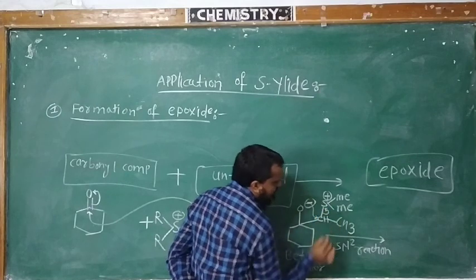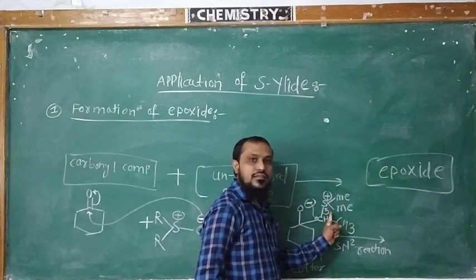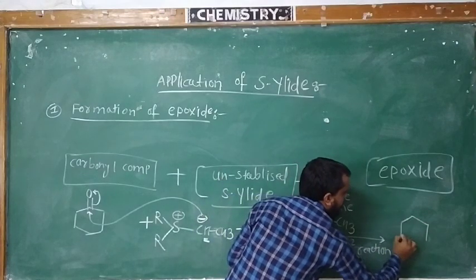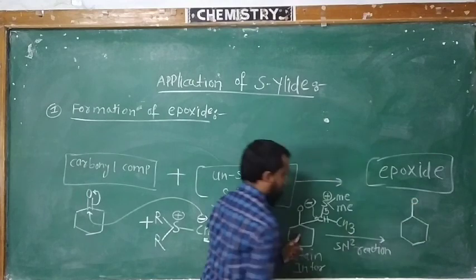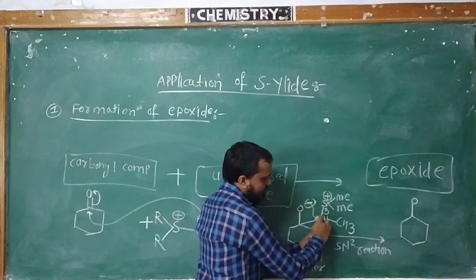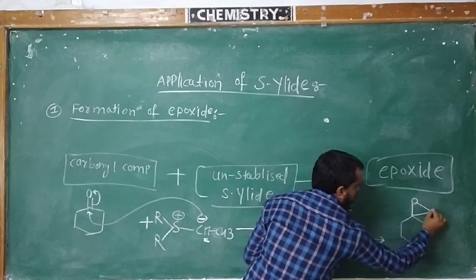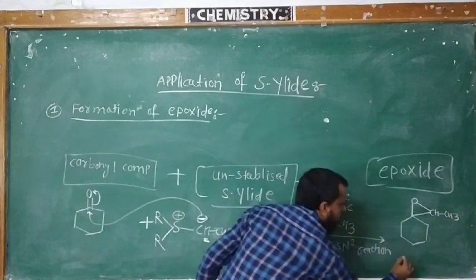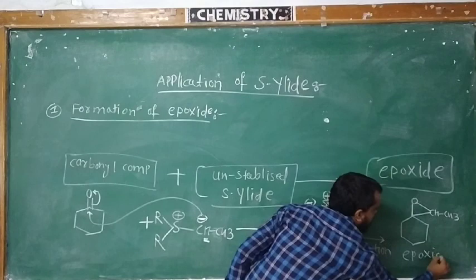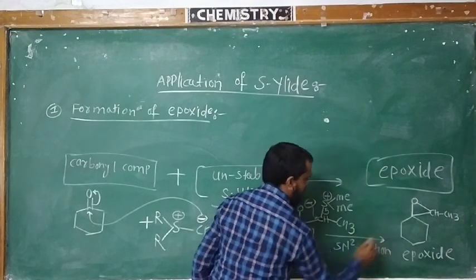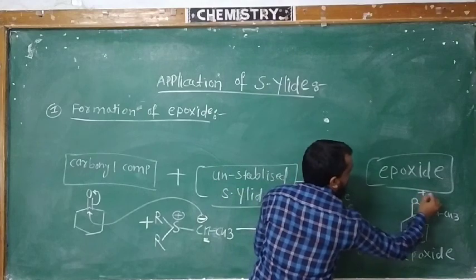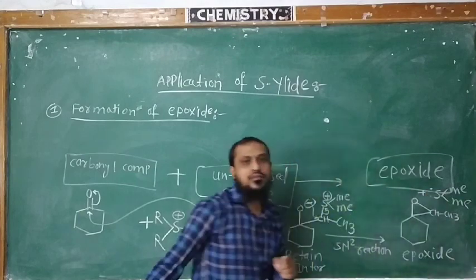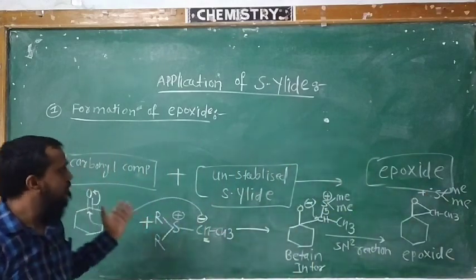Simultaneously, dimethyl sulfide will be removed, and let's see here, this negative charge attacks the carbon to form our final product, epoxide. Also, dimethyl sulfide byproduct will be formed. Okay, so this is the formation of epoxide.